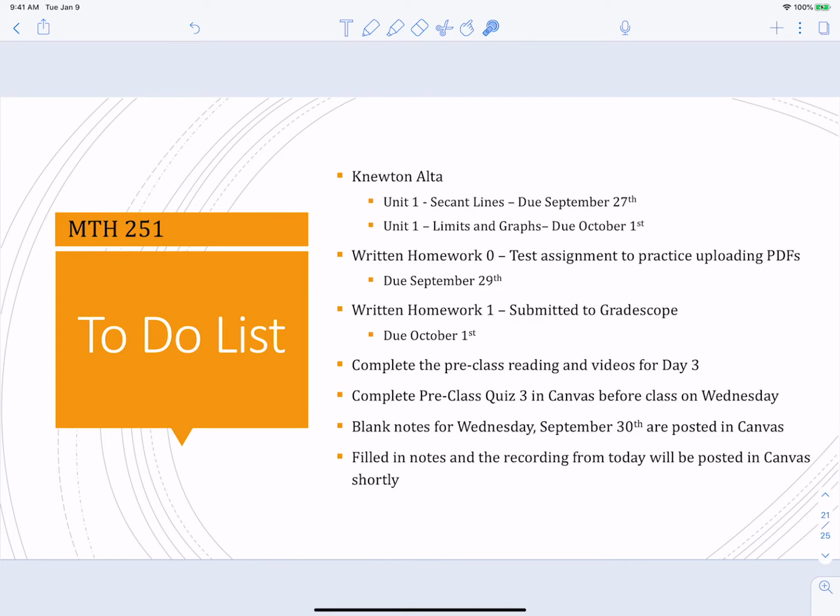And then we had our to-do list. We got a couple Newton Atlas. Something I've learned is you've got to access this limits function, or this limits and graphs, from our links in Canvas. We've got the written homework 0 that's due, and that's the practice. And then an actual written homework 1, so you can take a look at, that's due too. And everything for day 3 is all posted.